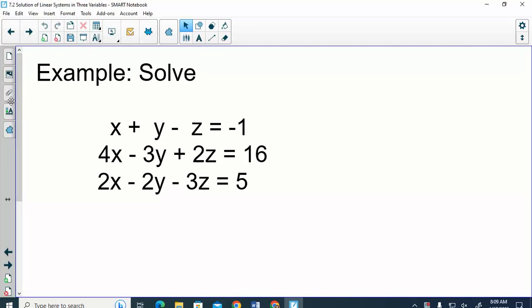So here is our first example. Okay, we have x's, y's, and z's. So give me a second to write this down before I start.